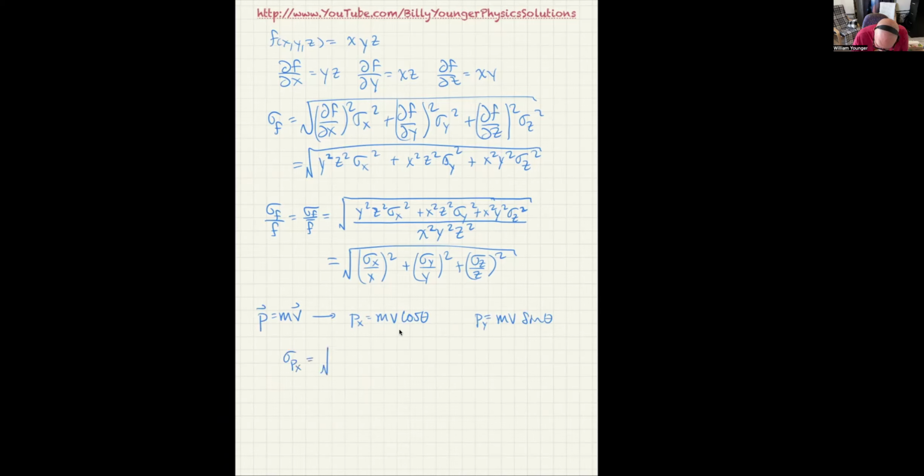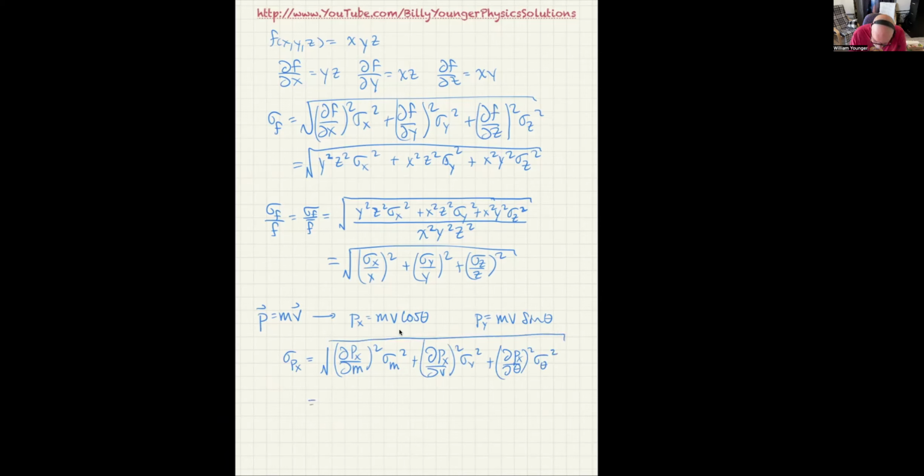Well, that's going to be the partial derivative of px with respect to m, squared and multiplied by sigma m squared. Then we're going to take the partial derivative of px with respect to v, square that, multiply that by the uncertainty in v squared, and then take the partial derivative of px with respect to theta, or we could do, say, with respect to cosine theta, but I'm going to do with respect to theta, and then I square that and multiply that by the uncertainty in theta squared.